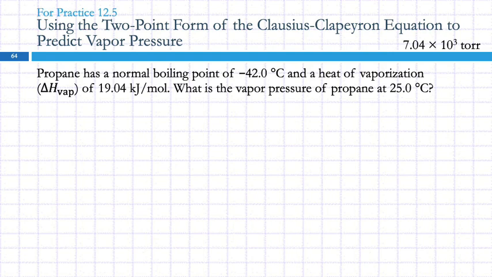Okay, so this is kind of a difficult problem, but we can do it. So propane has a normal boiling point of negative 42 degrees Celsius and a heat of vaporization of 19.04 kilojoules per mole. What's the vapor pressure at 25 degrees Celsius? So we're looking for vapor pressure. So we're going to use this equation, which we were not expected to memorize.